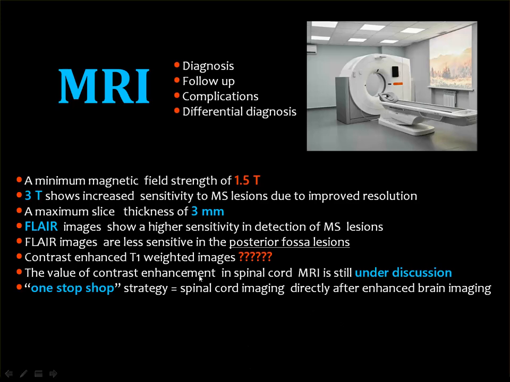The value of contrast injection in MS is debatable nowadays, and the injection of contrast material in the spine is also under discussion. And much of the literature assumes that you have this technique, one-stop shop, which means that you inject contrast material and you image the brain, to be followed by imaging of the spine immediately.